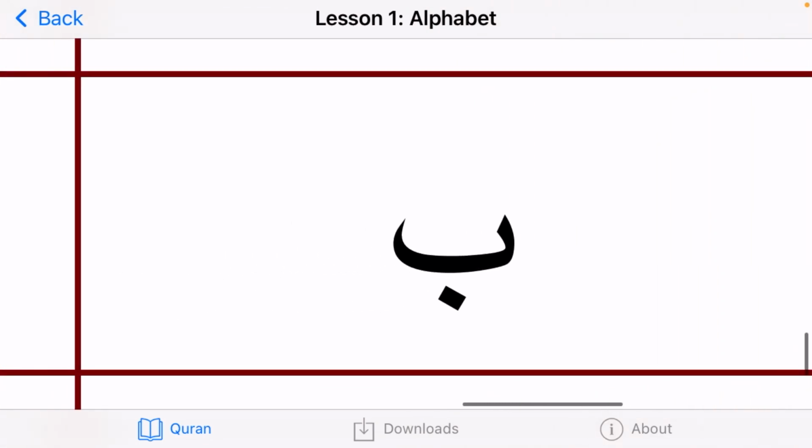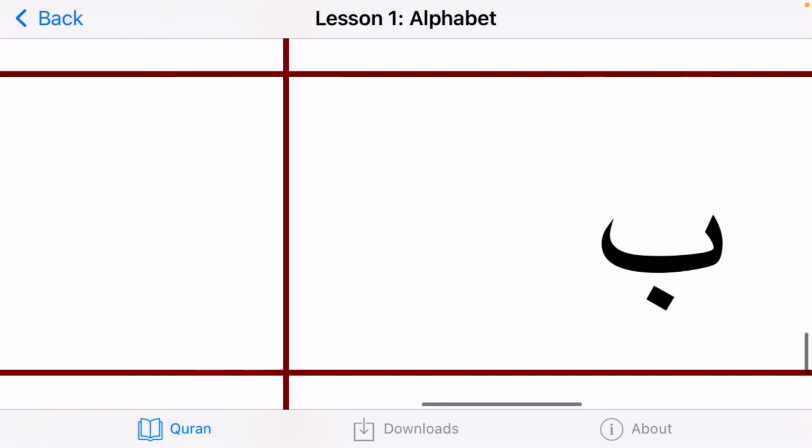This one is ba. And as we said in the first episode, to differentiate between ba, ta, and tha, remember that ba stands for B, below. Ta, 2 dots above. And tha, with the th sound, 3 dots above. That's a way to remember it.